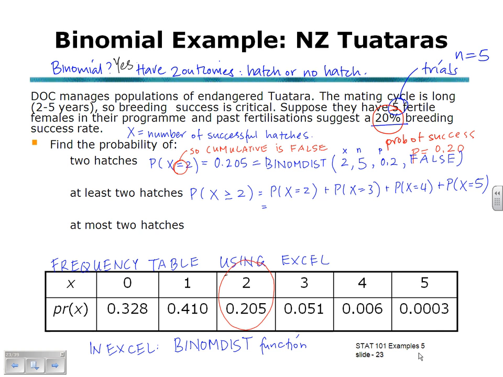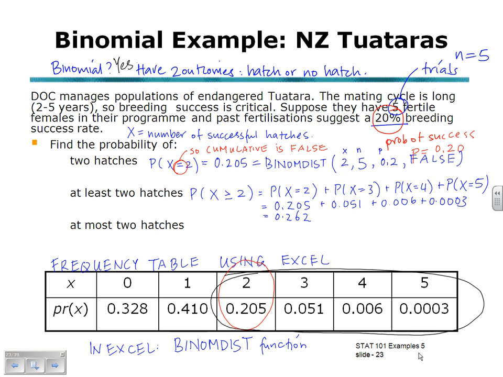Reading these values directly from the table, it will be adding together the 4 probabilities circled in black. 0.205, 0.051, 0.006 and 0.0003, giving a total of 0.262. Probability of at least 2 hatches for our tuatara, 0.262.